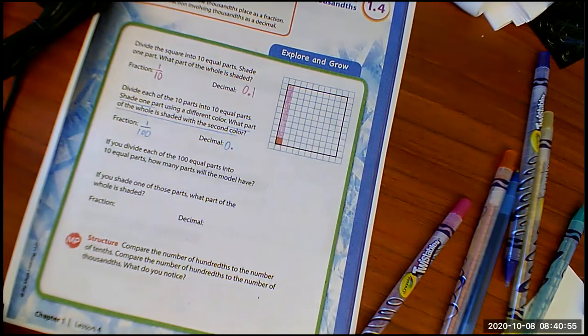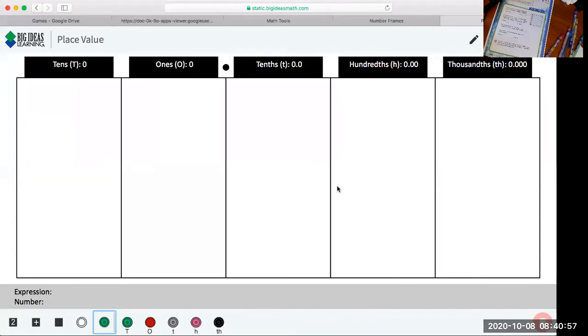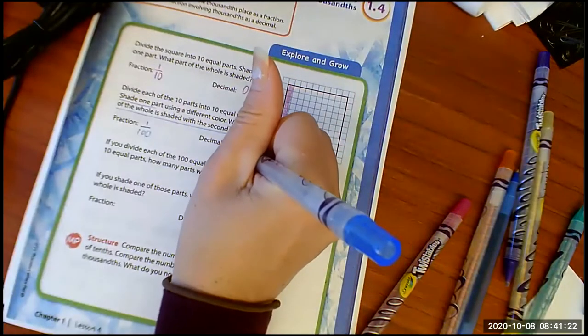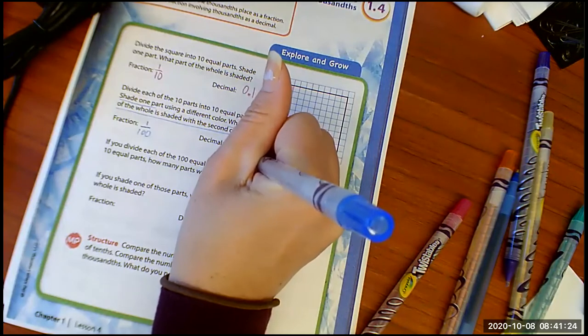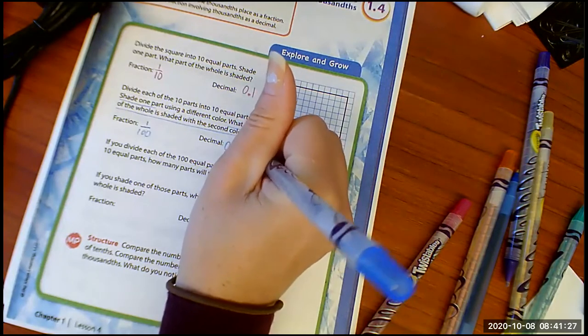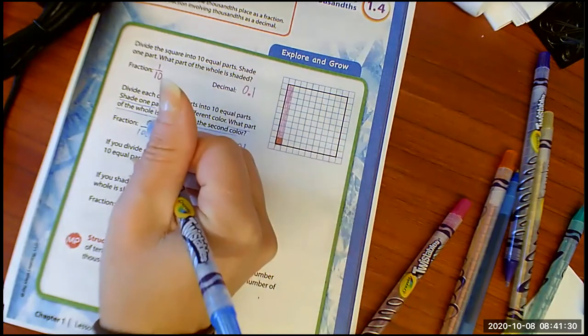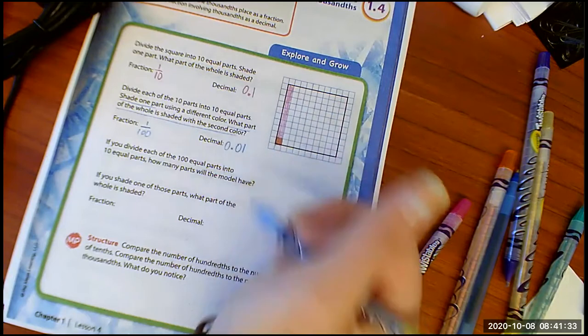I'm going to share my screen again with our place value chart. We have 0/10ths. We have 1/100th. So 0/10ths, 1/100th. And this is where the decimal point is. So it's going to be on our paper 0.01. That 1 is in the 100th place. 1/100th.